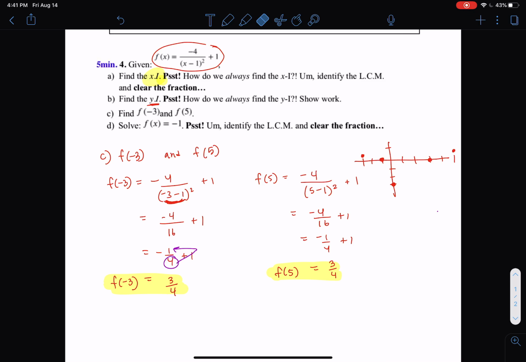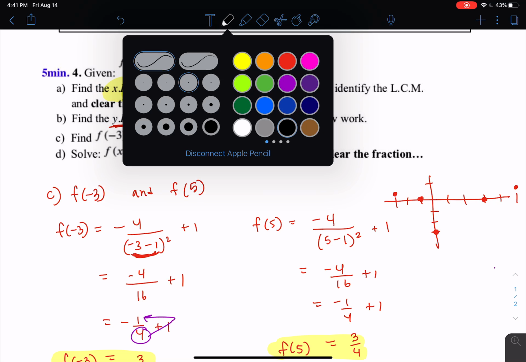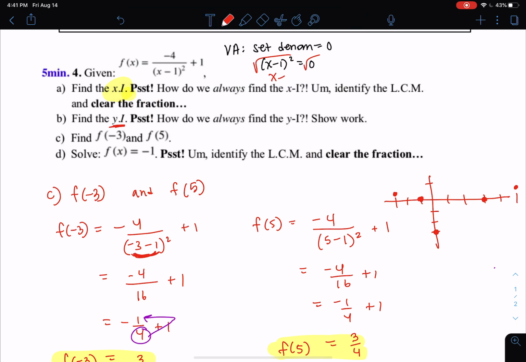Actually, I want to show you something right now. When we have a rational function, the first thing that you would want to notice is something called the vertical asymptote. The vertical asymptote is whatever value you get when you set the denominator equal to 0. So in this case, my denominator is x minus 1 squared equal to 0. I'll find my vertical asymptote by solving for x. I'm going to take square roots on both sides. I'll get x minus 1 equals 0, and then solving for x, I see that my vertical asymptote is at x equals positive 1.